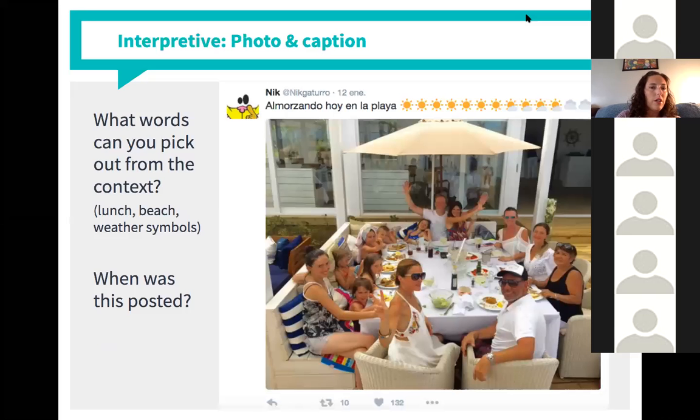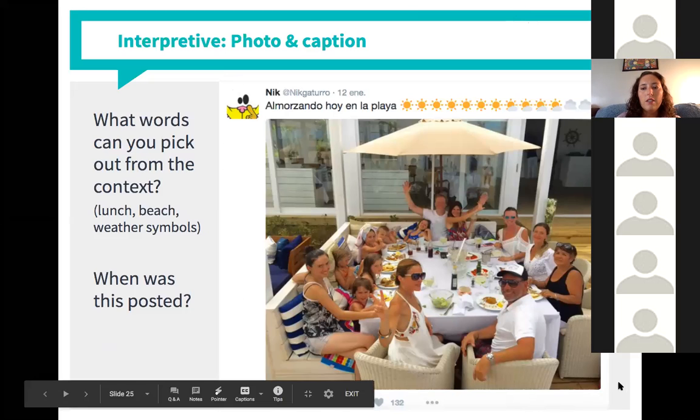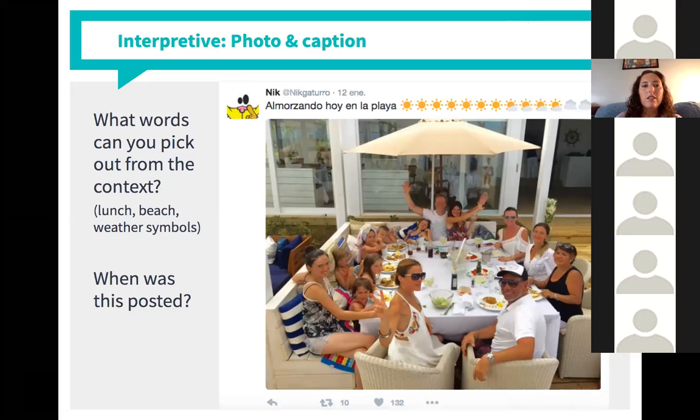Another way to use Instagram is a photo with a caption. And so I like to take a screenshot, and I like to screenshot everything around, even the icons, and kind of adds to the context. So I asked my students for this one, what words can you pick out from the context? They could pick out today, beach. They knew it had to do with food, and they knew the word for lunch. So it was very similar there. And then plus we had all the weather symbols here.